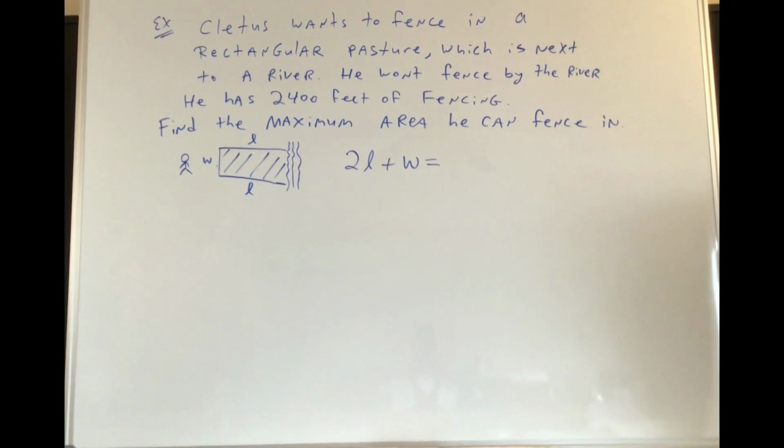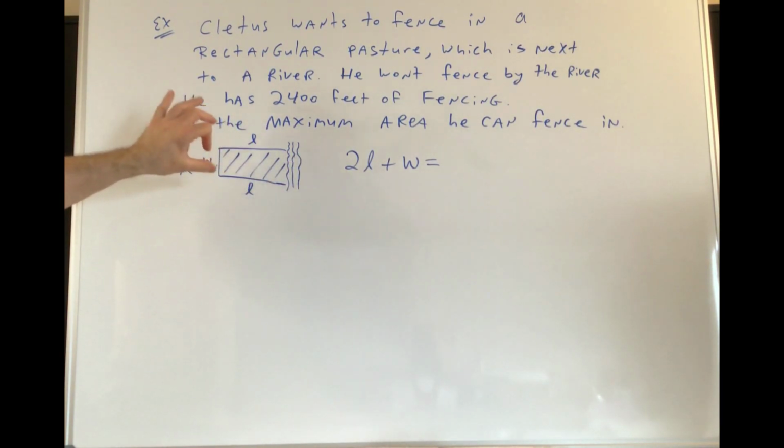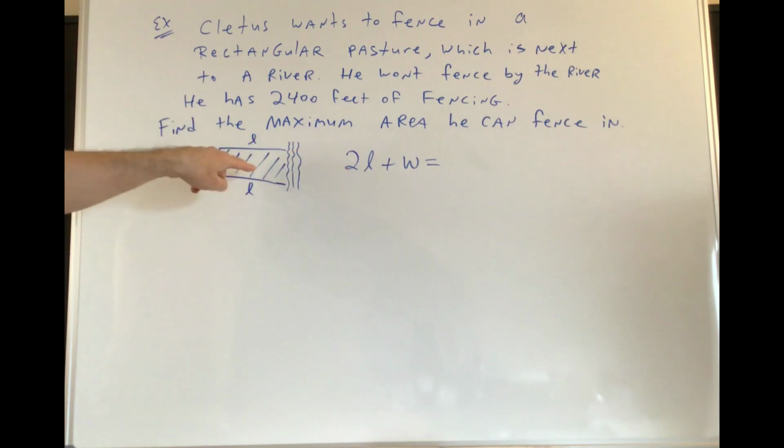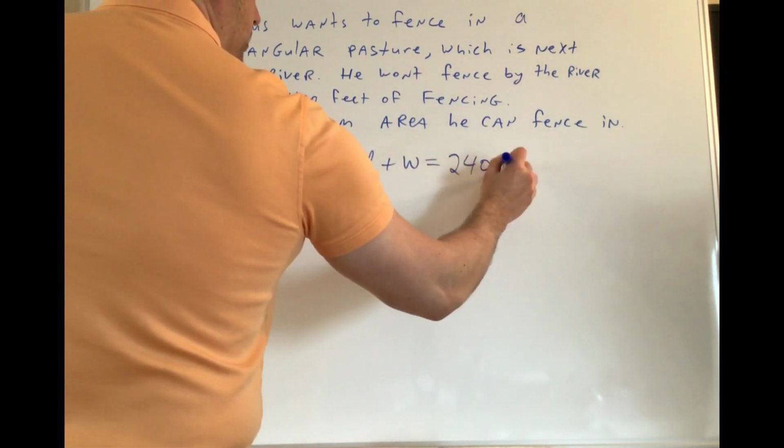I want to talk this through rather than just have it magically appear, though part of it magically appeared. Look, I'm making a rectangle, okay? I'm not fencing along the river, so I'm missing a width. You don't do W, W, because that's not how you make a rectangle. You do length, width. So I have 2 lengths and a width. This is the amount of fencing that I have, right? He has 2,400 feet of fencing to use.